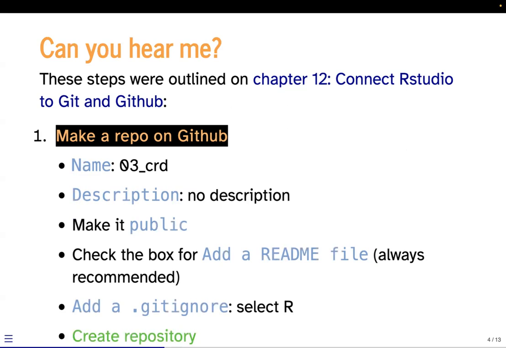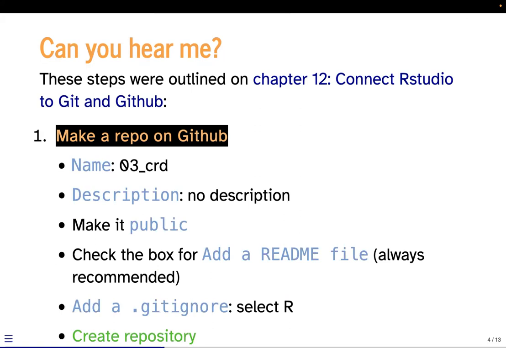When you do that, it's going to ask for a name. I want you all to have the name as 03_CRD. It asks for a description, but it's optional, so we're just not going to give a description at this point. It's going to ask if you want to make it public or private. We want to make it public. You can check the box that asks if you want to have a README file, so we want to have a README file. We're going to add a git ignore, and then it gives you a few options of git ignore templates. We want to select the one for R, and then we're going to click on create repository. And this all happens first on GitHub.